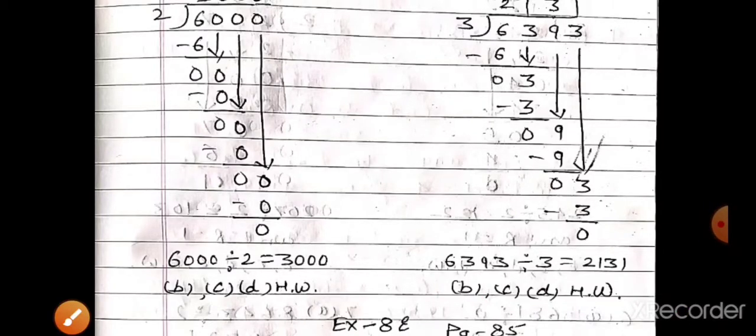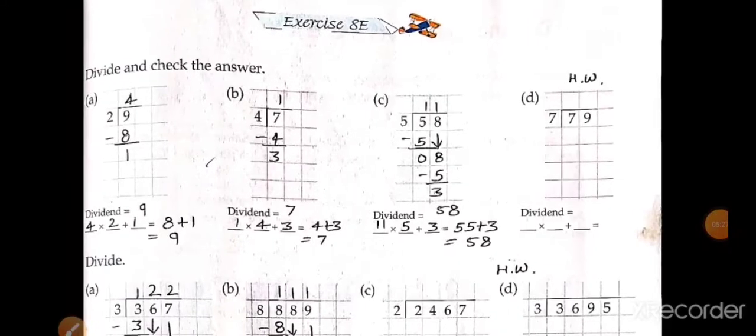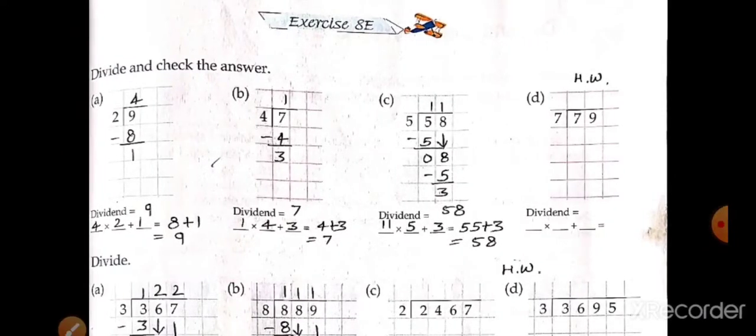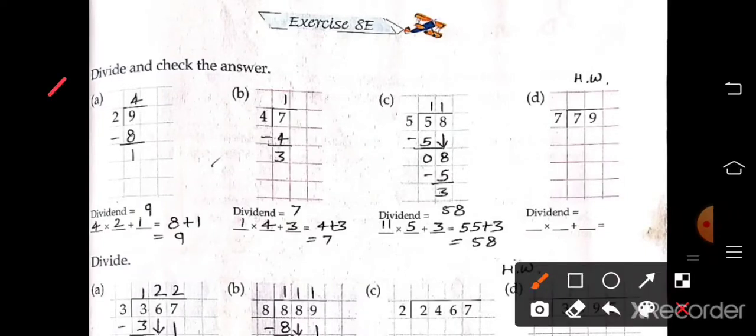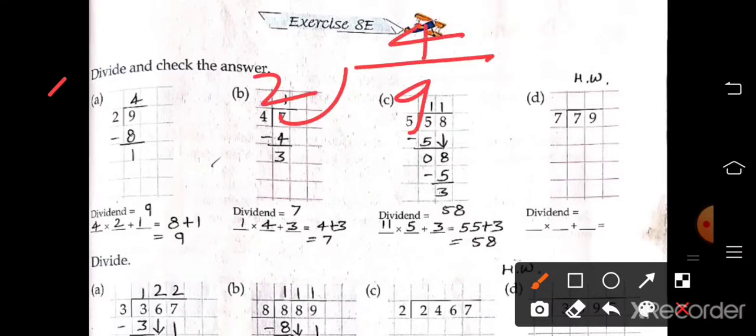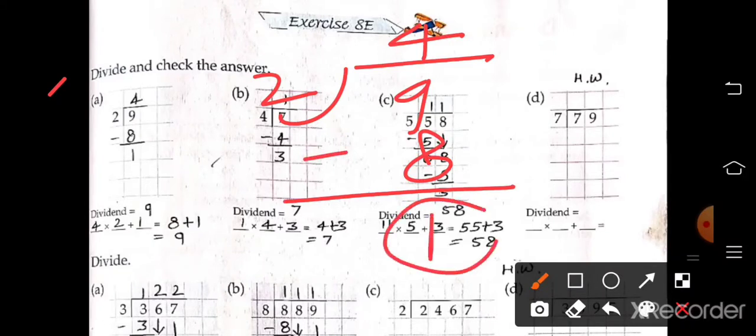Okay. Now the next exercise. This is next exercise. Exercise 8E. Division with remainder. Okay. So first question. Divide and check the answer. 9 and 2. 2 4 ja 8. Subtract 9 minus 8, 1. 1 is called remainder. Okay.